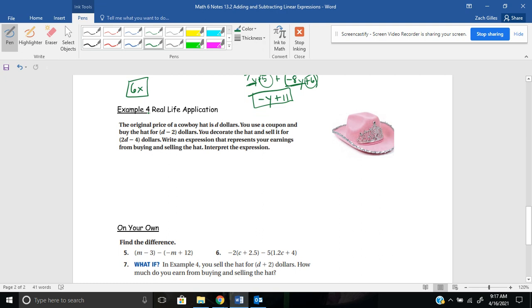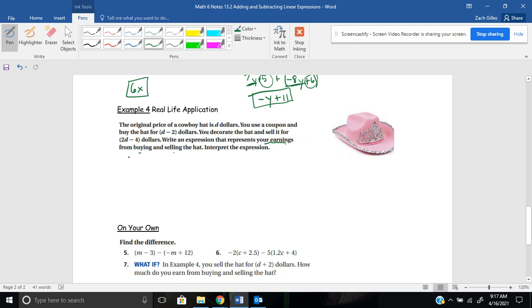All right, we'll do example 4 together, and then we'll leave off with the Oyos. It says the original price of a cowboy hat is $D. You use a coupon and buy the hat for D minus $2. You decorate the hat and sell it for 2D minus $4. Write an expression that represents your earnings from buying and selling the hat.